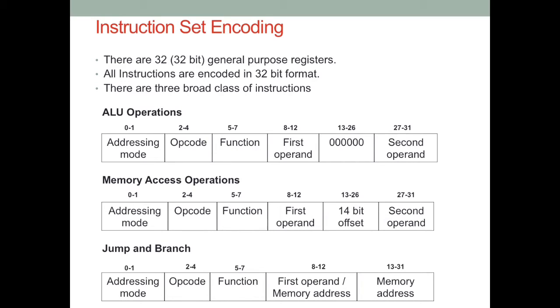Now, for memory access operations, bits 0 to 1 determine the addressing mode, 2 to 4 are for opcode, 5 to 7 for function, 8 to 12 for the first operand, 13 to 26 for the 14-bit offset, and 27 to 31 for the second operand.